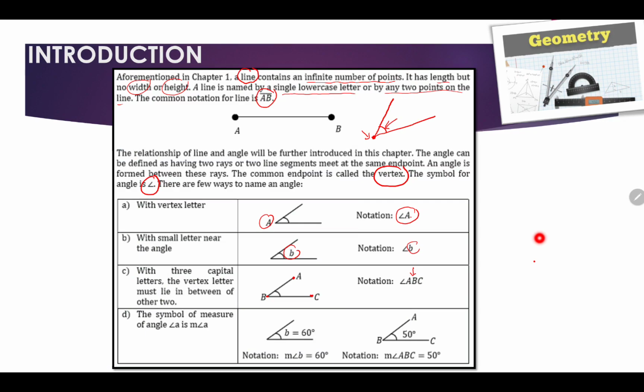And fourth, the symbol for the measure of angle is M angle A. Each time you see a letter M before the name of the angle, it means the measurement of the angle. Let's say this angle here is 60 degrees, so the measurement of angle B is 60, and the measurement of angle ABC is 50 degrees. We put M when we want to write the measurement in degrees.